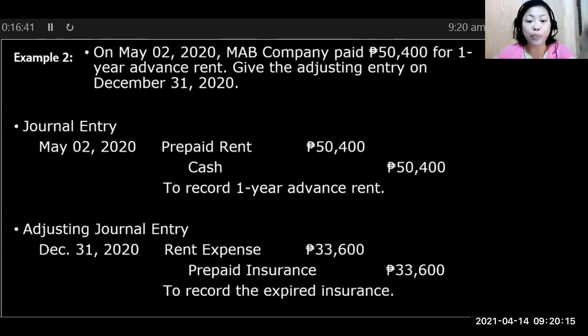To get the monthly portion of that rent, you have to divide 50,400 by 12 months to get the payment per month. Then you multiply it by 8 months because it's May, June, July, August, September, October, November, December. So it's for 8 months. When you paid the 50,400, it is for 1 year. So it is proper to do the adjusting entry at the end of the accounting period and recognize the used portion of your prepaid rent. You divide by 12 and multiply by 8 months, you get 33,600. You debit rent expense and you credit prepaid rent. Again, this is prepaid rent.